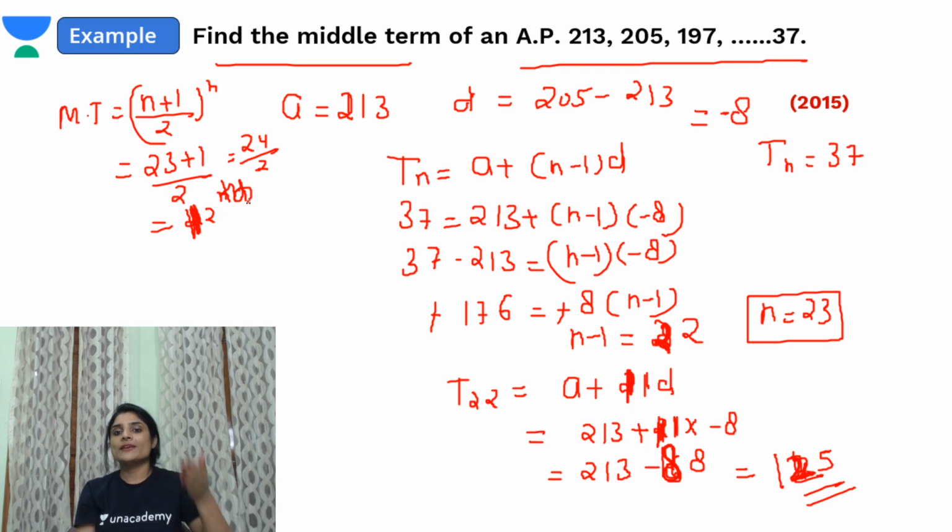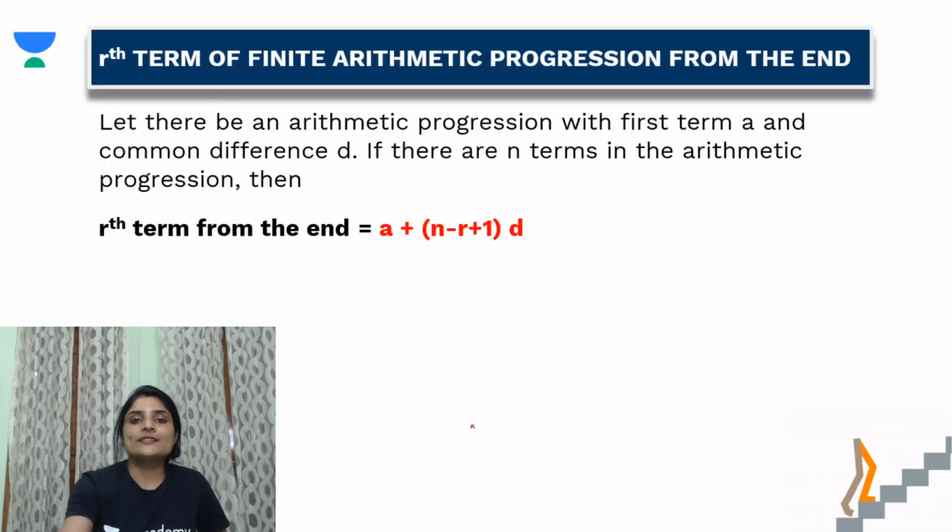So 12th term will be A plus 11D. It will be 12th term, not 22. So 12th term will be A plus 11D. A is 213. 11 into minus 8, that is 213 minus 88. That means 125 will be the answer. With this, let's move forward.